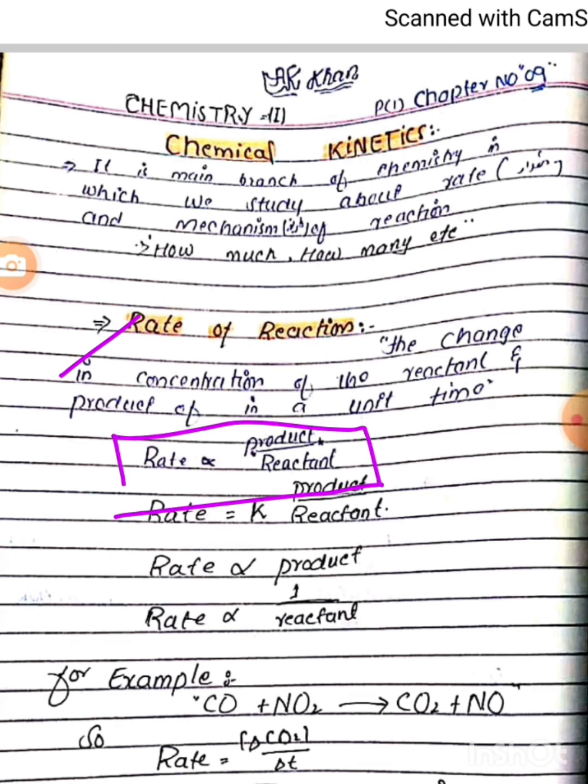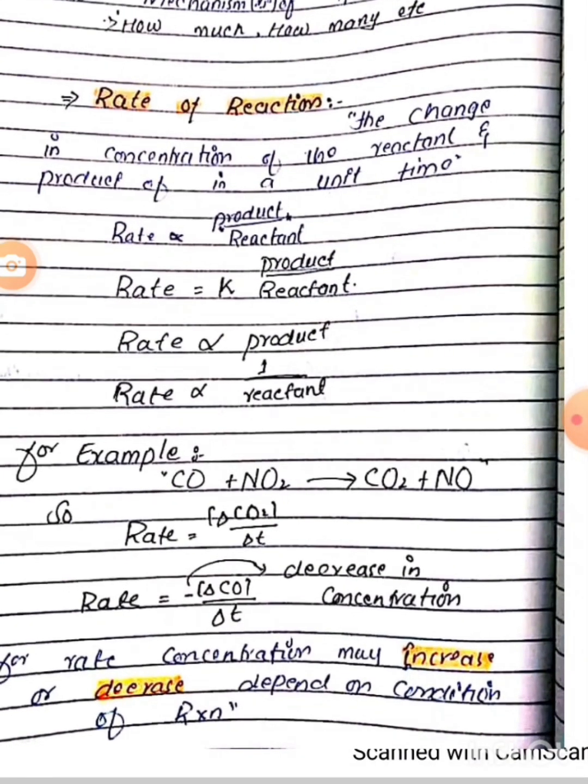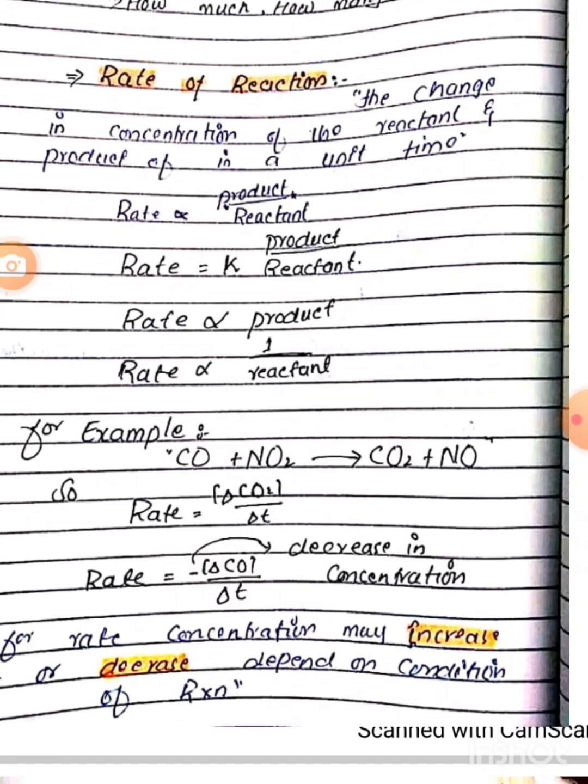This is indicated as rate is proportional to the product of the reactant. Now rate is equal to k times the reactant, where the proportionality sign is replaced by the constant k. For example, here we discuss an example, in which we can see here.